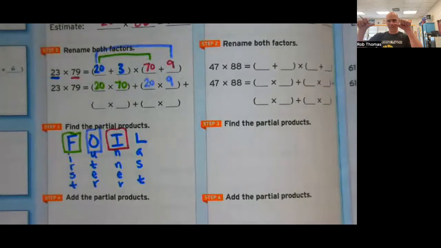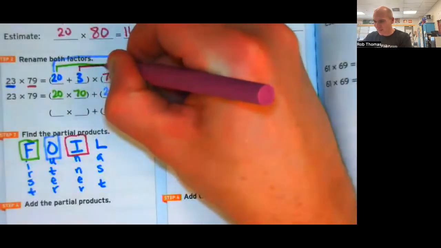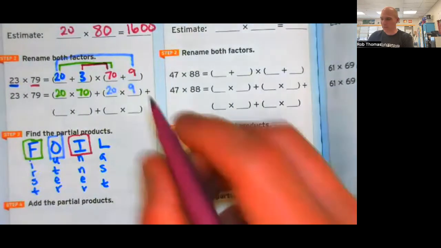Anyways, the inner numbers are the ones in the middle, closest to the inside. And so in this case, that's the 3 and the 70. So we got to do 3 times 70.